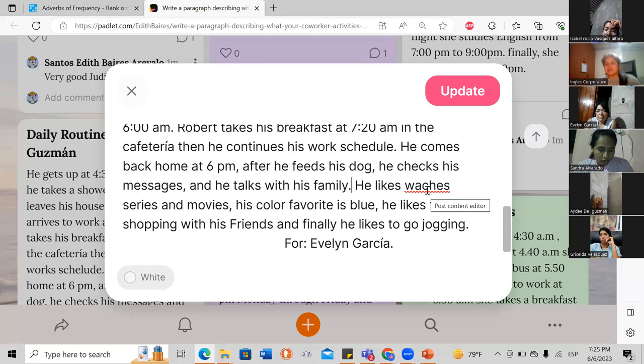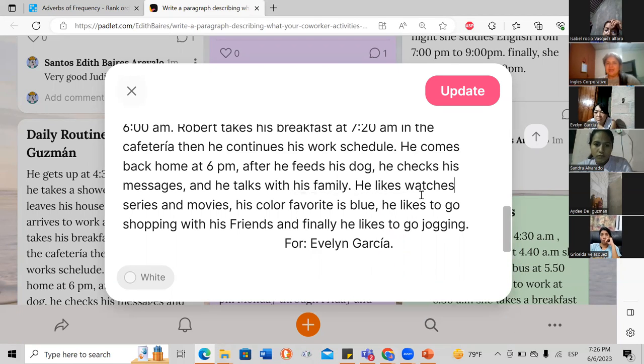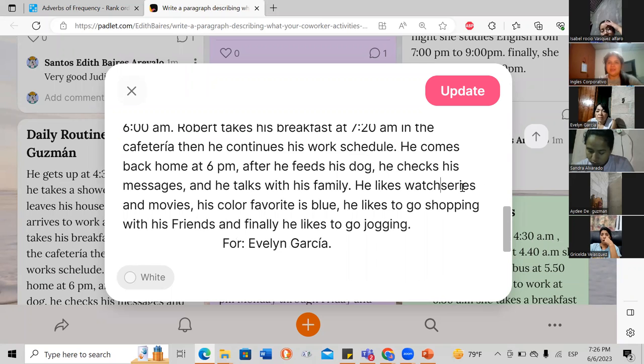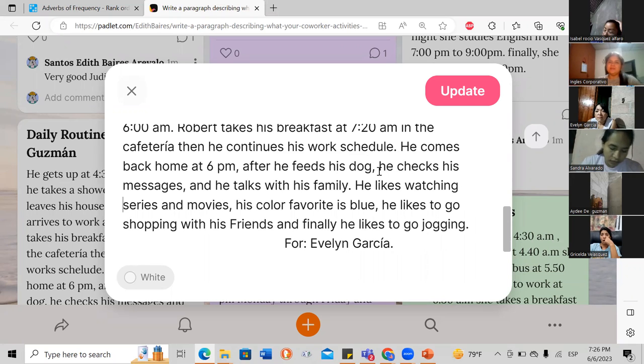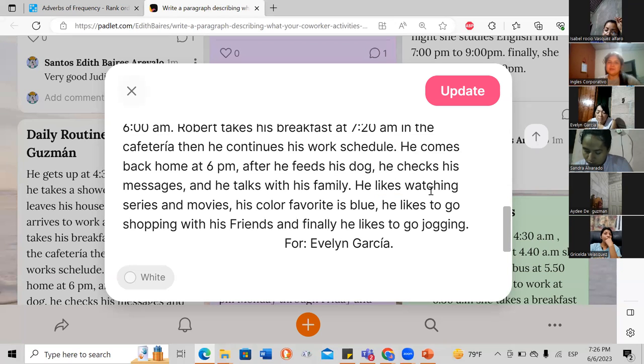He likes... spelling here. Le falta una T. He likes watching. Aquí le agregamos ing. Aquí porque ya el primer verbo ya está. He likes watching series and movies.